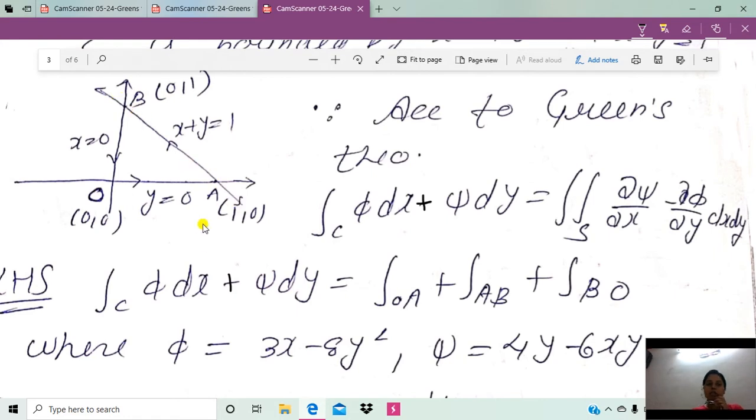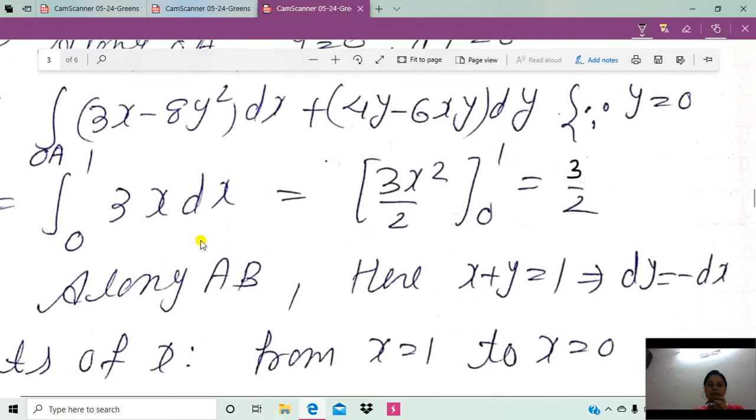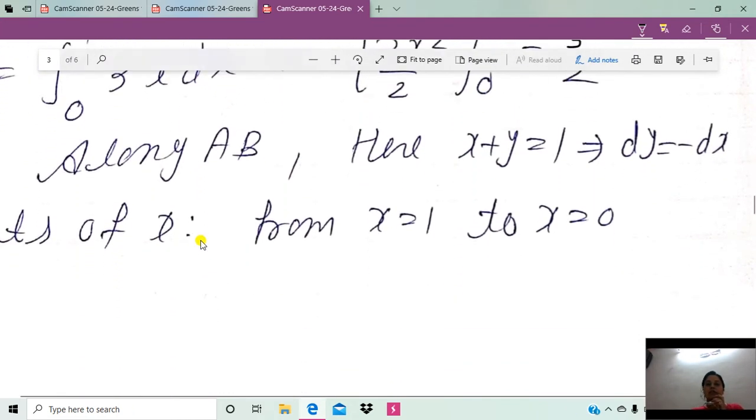So along AB, let's evaluate the single integration. We have discussed that along AB the line is x + y = 1. Therefore in place of y we can put 1 - x, and in place of dy it will be -dx. And the limits of x, we have seen, will be from 1 to 0.